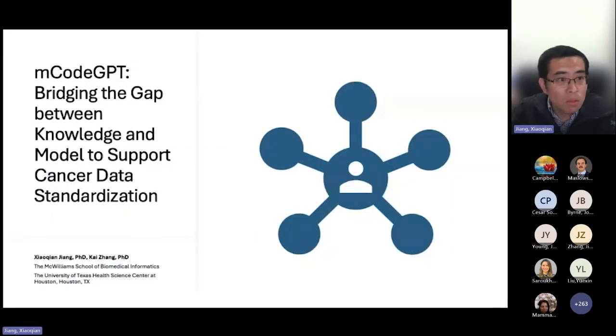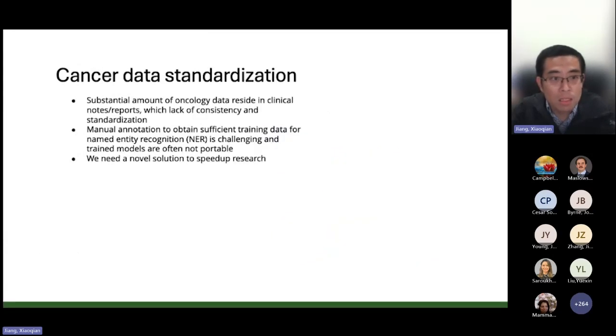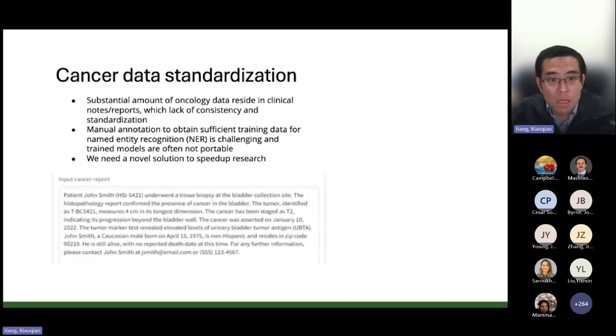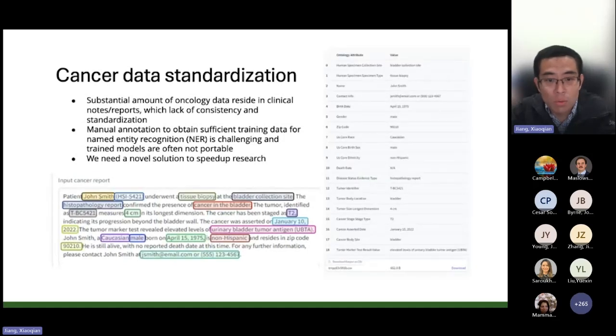Okay, so the second topic I'm going to talk about is this novel method for named entity recognition without annotation, zero shot. This is called mCodeGPT. As many of us are doing named entity recognition, which is a task to extract certain terms or ontology-confined terms from clinical reports, we would like to have a magical model to generate all these outputs from unstructured notes into a structured manner with minimum human effort, right?